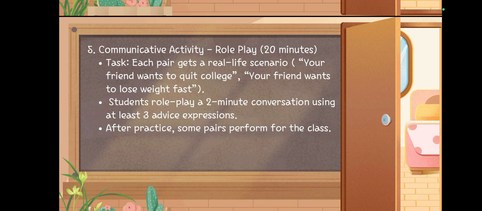So essentially, each pair gets a real life scenario, but also made up. For example, your friend wants to lose weight fast. So for example, student A gets "your friend wants to lose weight fast," right? Student B, as the pair, will have 3 advice expressions for student A, like maybe "you should do cardio," or "if I were you, I'd eat less food," or maybe etc., etc., like that.